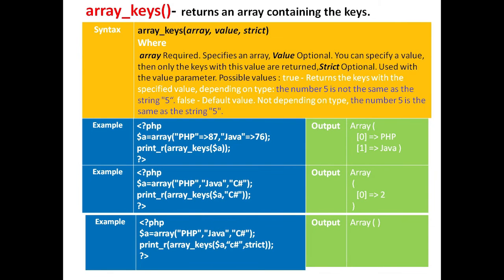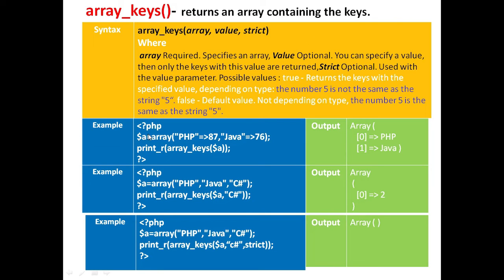Next is array_keys, which returns an array containing the keys. General syntax is array_keys with array, value and strict, where array specifies the name of the array, value specifies the value, and strict is used to compare the value. If strict value is true, then it returns the keys with the specified value depending on the type, and if it is false, it will not compare the value depending on the type.